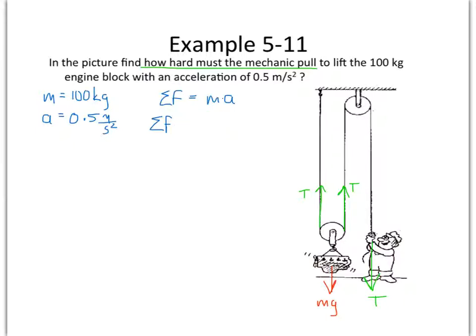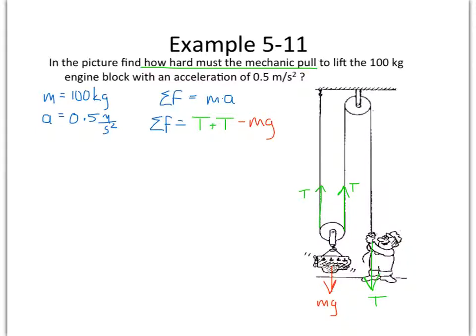I'm going to erase that and rewrite it again. It's going to be 2T in the positive. I'm calling the up direction, the green direction, positive. In fact, I'm just going to write T plus T. Both of these are acting upwards, and of course, what's acting downwards is weight, the mg force.